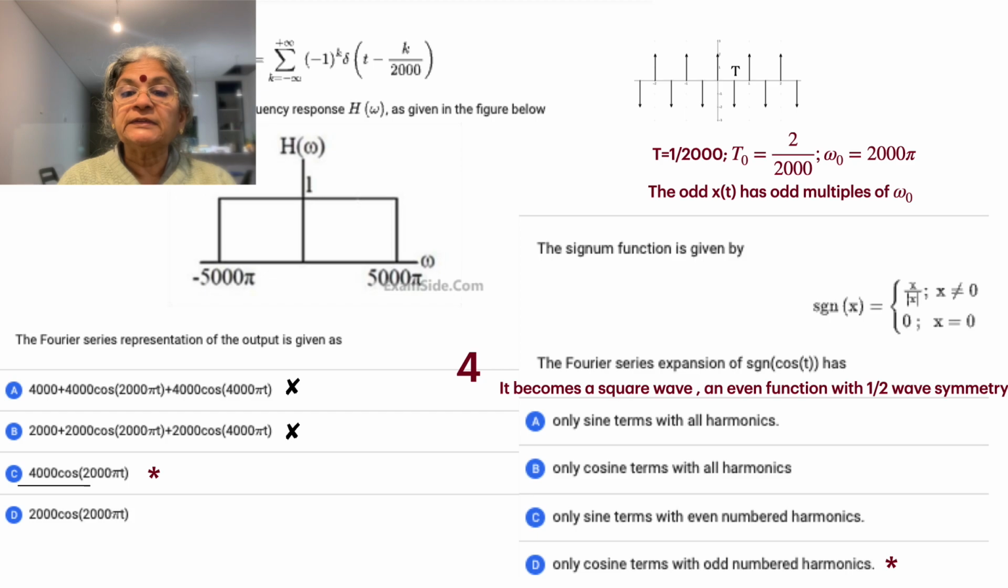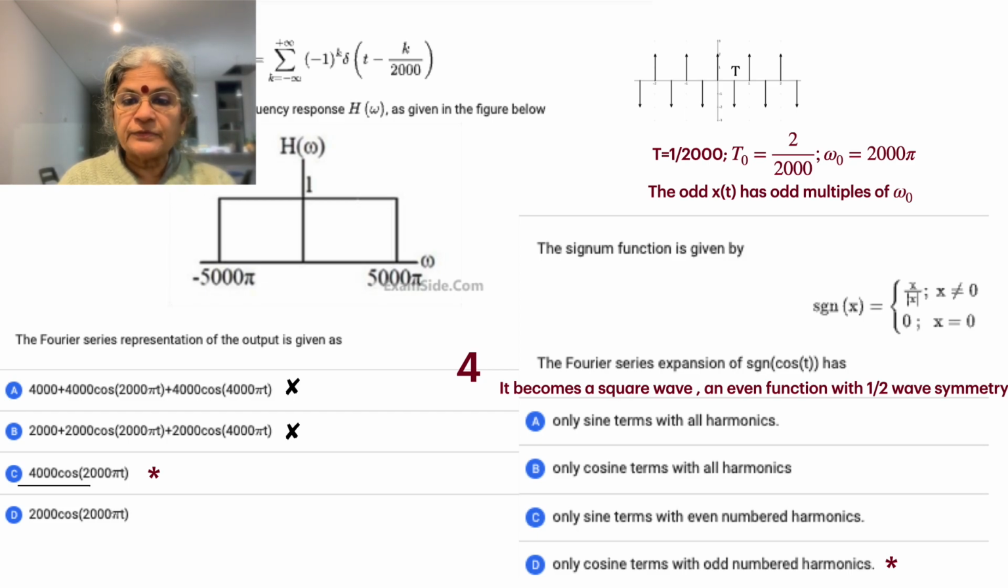The signum function is given by signum x is equal to x by the amplitude of x wherever x is not equal to 0, and when x is equal to 0, then it's equal to 0. So it shows us that whatever be the amplitude, the signum function will give you only 1, because it will be either +1 or -1, because the quantity is divided by its amplitude. It's amplitude only.